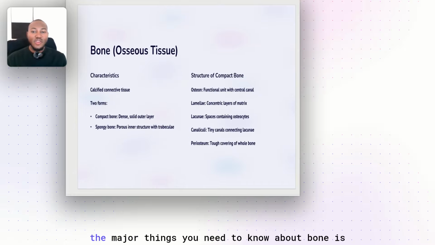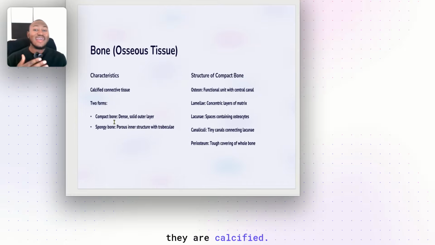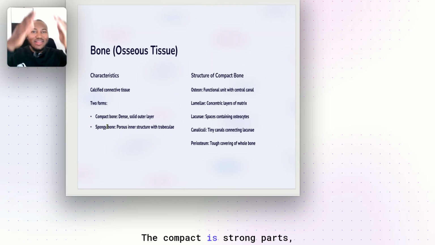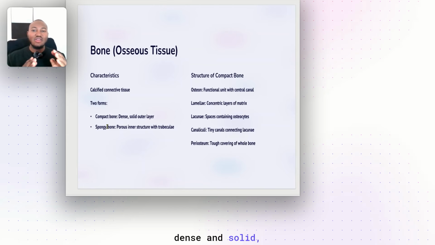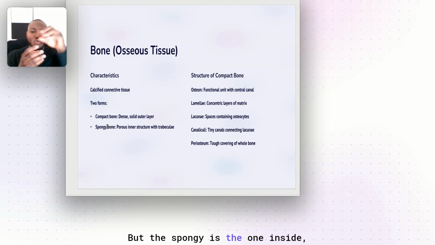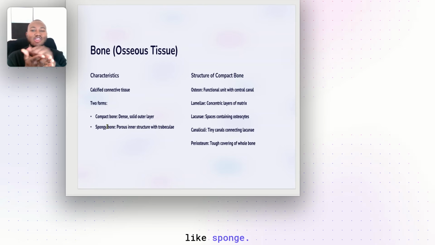So for bone, the major thing you need to know is that there are two types. First of all, they are calcified, meaning that the connective tissues have what? Calcium. There are two types. One is compact, one is spongy. The compact is the strong part, dense and solid, the outer layer. But the spongy is the one inside, the one that is soft, like a sponge.